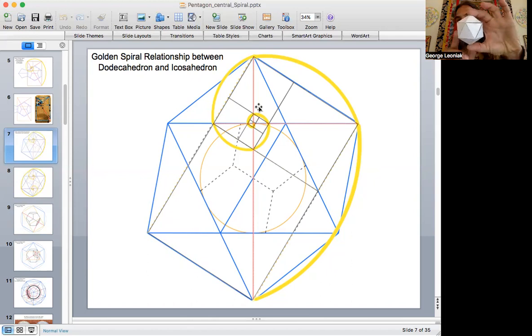if I'm holding it to you like this, that's what you're looking at in the image. This is really spinning around on its vertices like this. So that's up and down, basically, from upper to lower vertices.